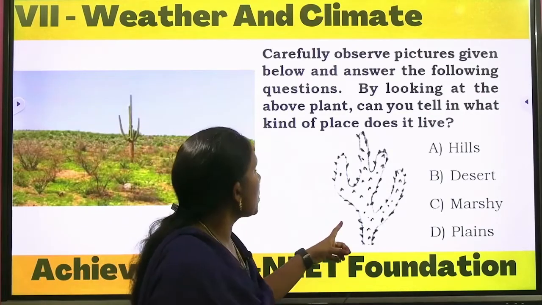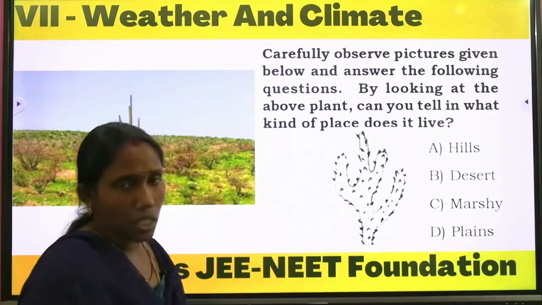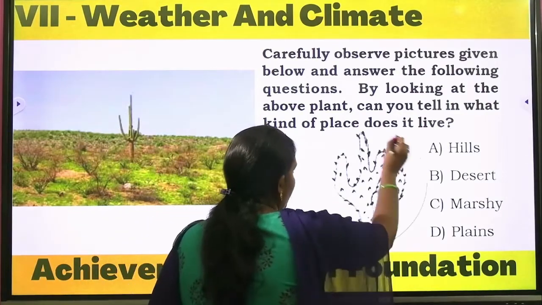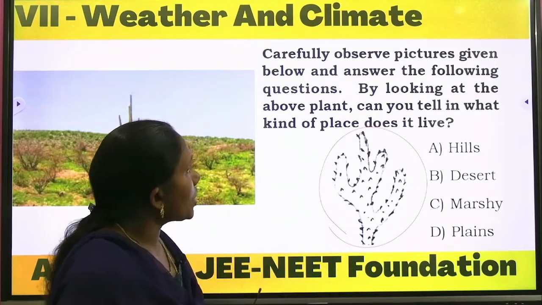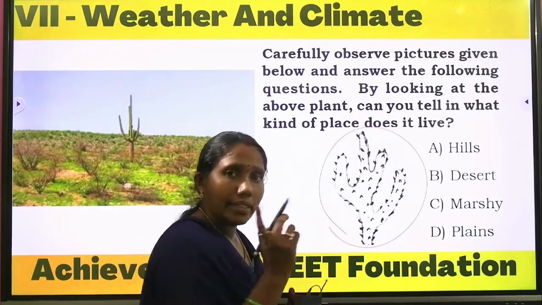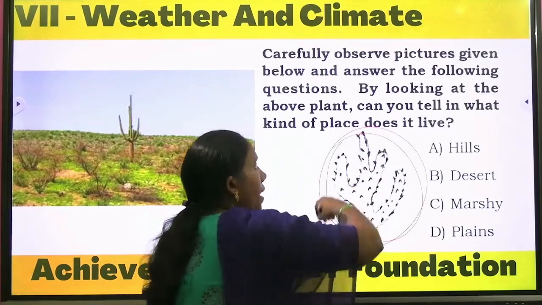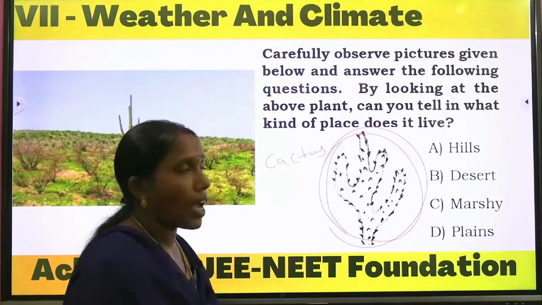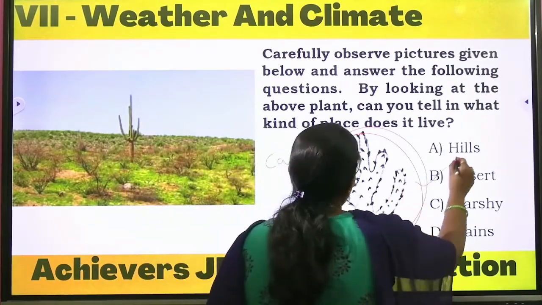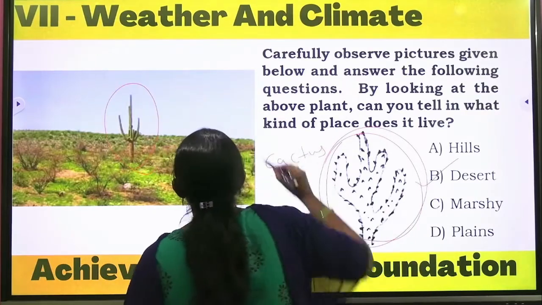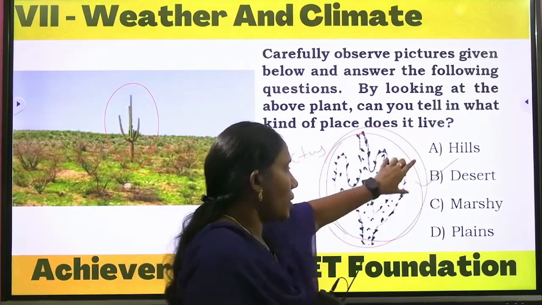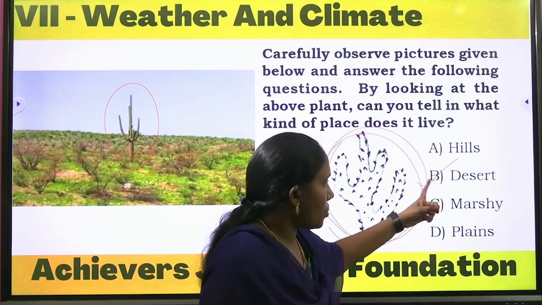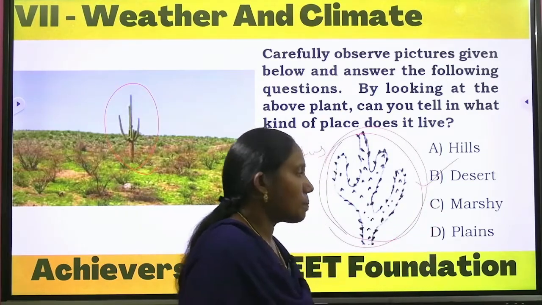Carefully observe pictures given below and answer the following questions. Let us see. By looking at the above plant, means this plant, can you tell in what kind of place does it live? Do you identify what type of plant is this? This is called cactus. Generally we know where this cactus will grow. In desert areas we will observe this cactus. See, this is also cactus. In desert areas, when compared, what are the options given here? First one is hills, B is desert, C is marshy, and D is plains.